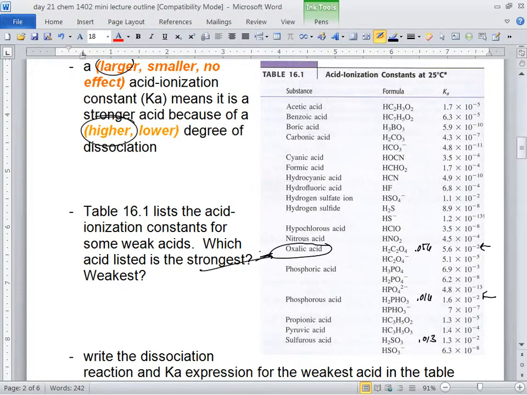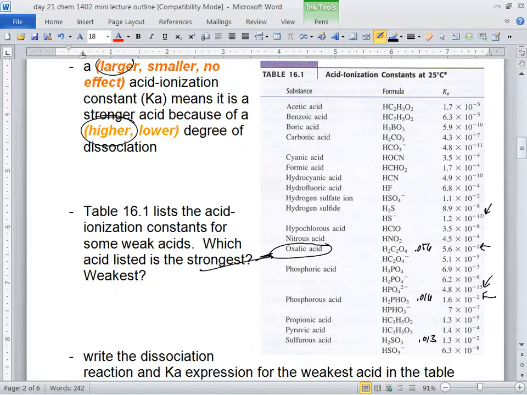How about the weakest one? The weakest of the weakest in the table. Anybody see it? HS negative. HS negative, 10 to the negative 13. What about HPO4 though? Is there anything smaller than that? What did you say? HPO4 negative 2? Ooh, that's 10 to the negative 13 also.